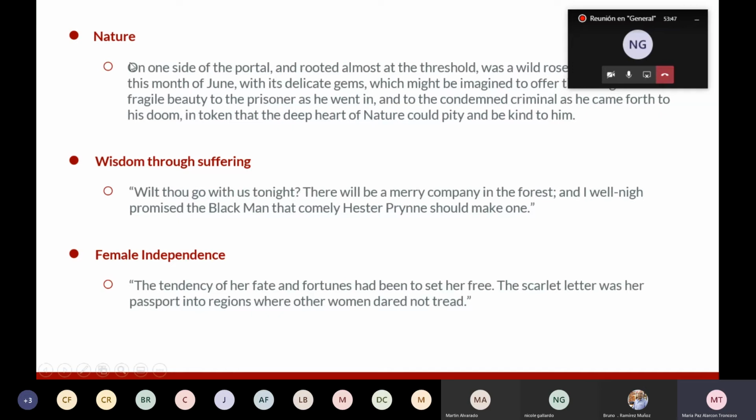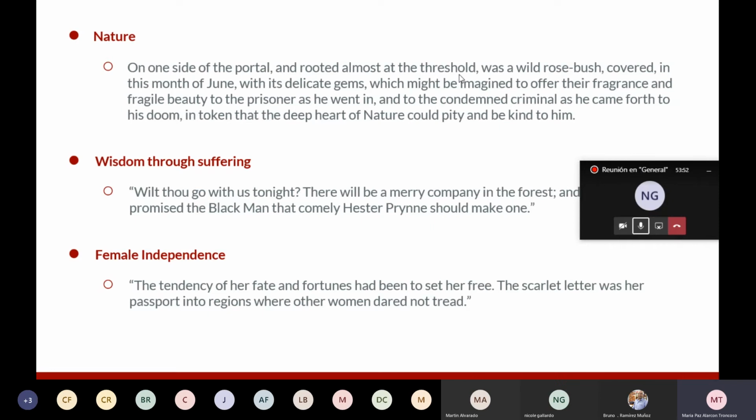Here's the quote from when Hester was getting out of prison. On one side of the portal was a wild rose bush, which might be imagined to offer its fragrance and fragile beauty to the prisoner as he went in, and to the condemned criminal as he came forth to his doom, in token that the deep heart of nature could pity and be kind to him.